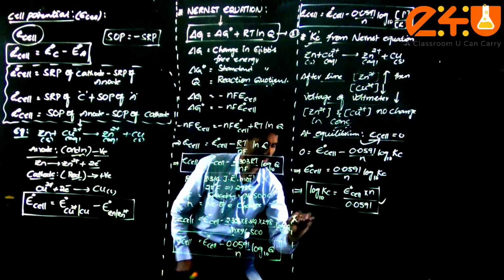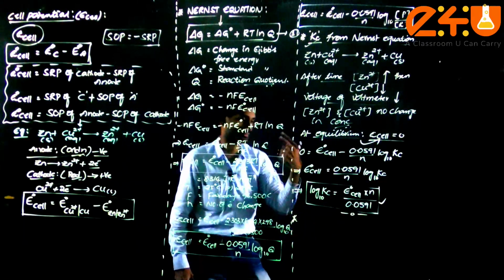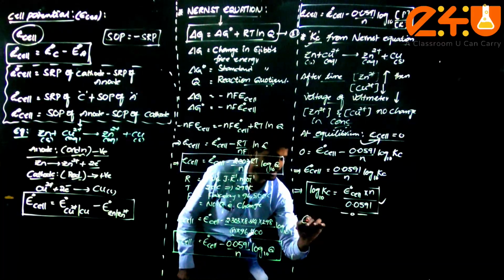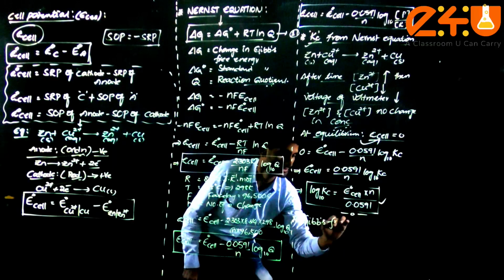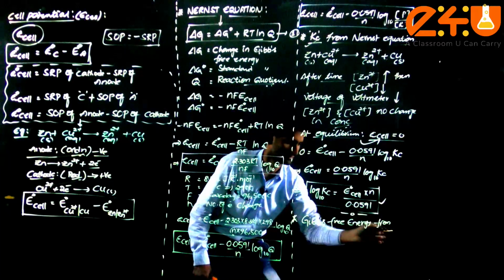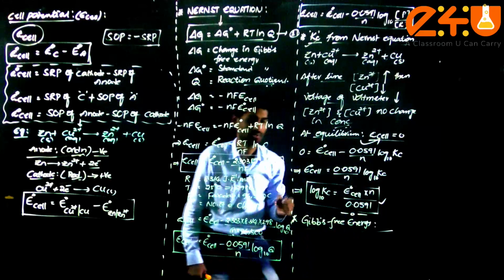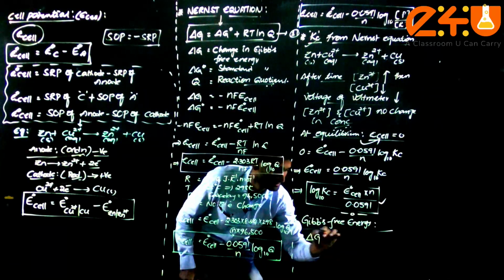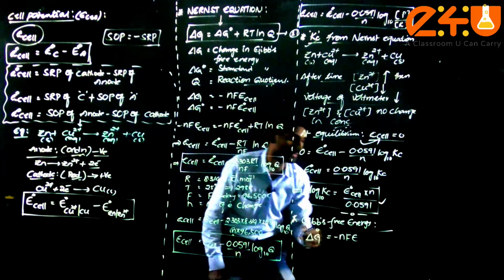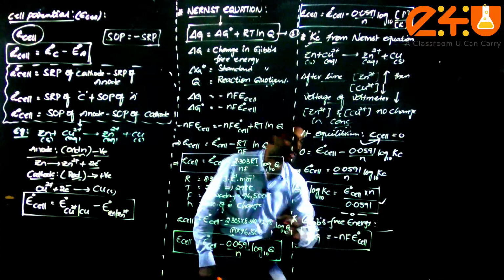Next, one more expression is there. We can take Gibbs free energy. There also we can represent it with respect to the Nernst equation. Generally, Gibbs free energy, how to do it here? We already know del G is equal to minus nF E. In terms of standard condition, del G naught is equal to minus nF E naught cell. This is the Gibbs free energy.